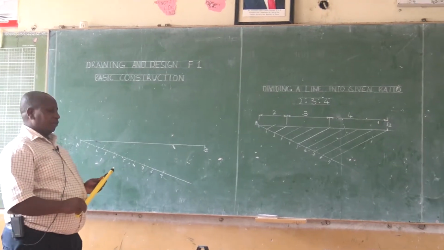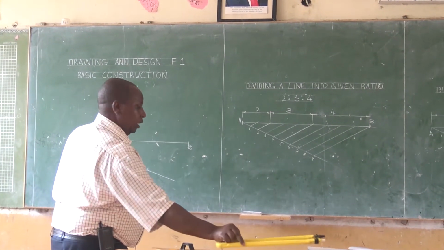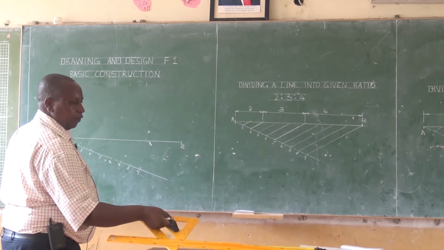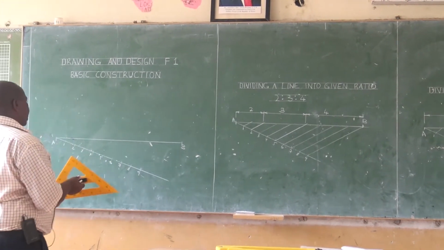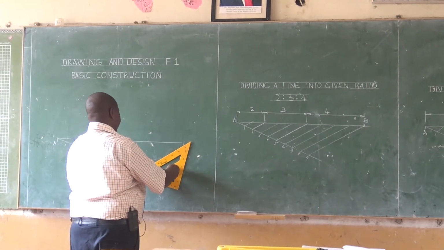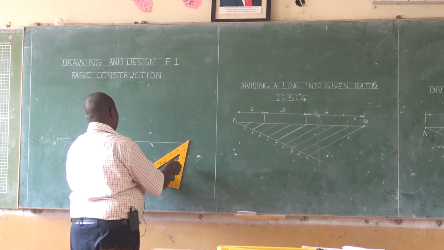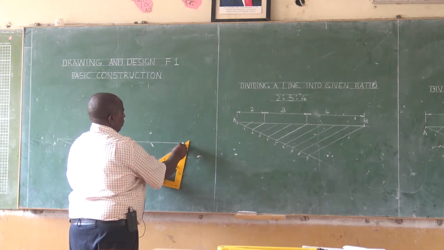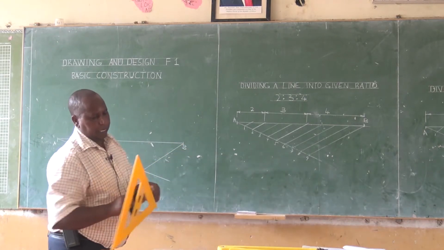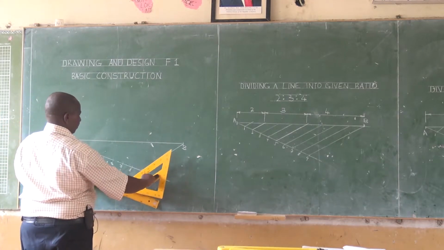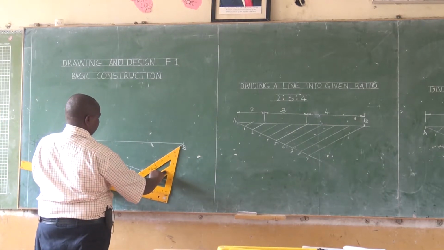Learners are advised to number them that way as a matter of precaution, because occasionally you find you have made one arc more or less, and then when you join, you find that the divisions are not to the desired proportions. So once again, point number 9 to join B there, and then we proceed to draw parallel lines to the line 9.